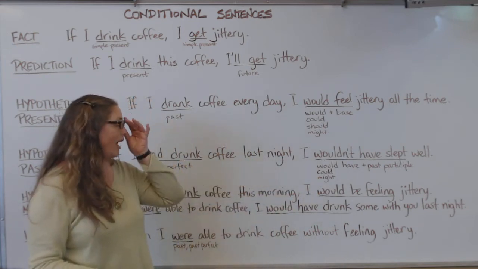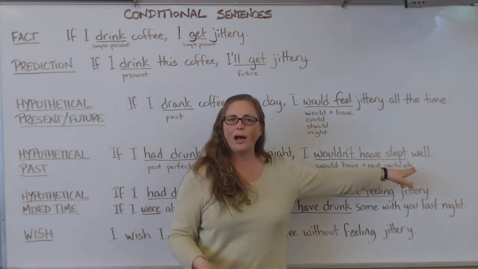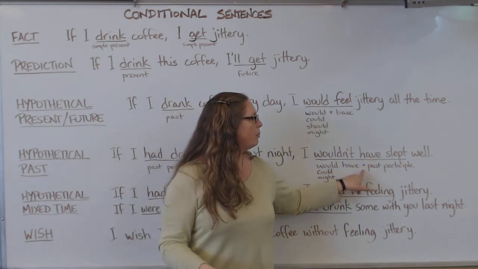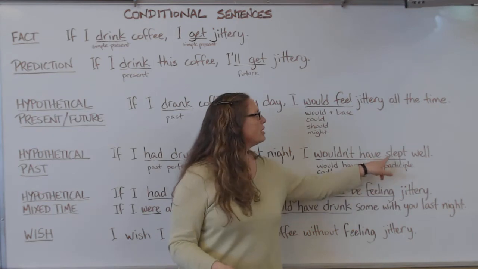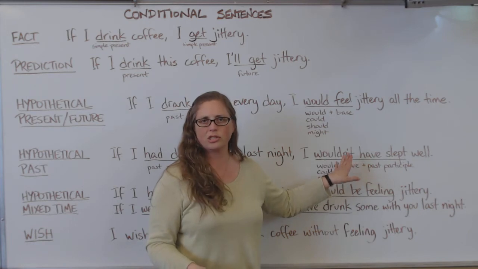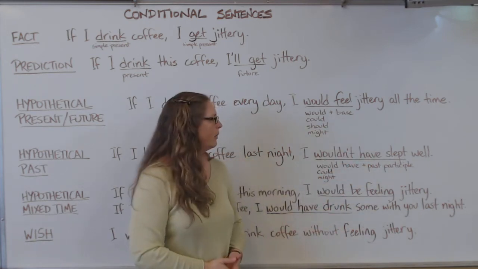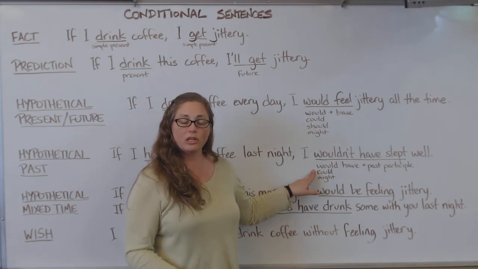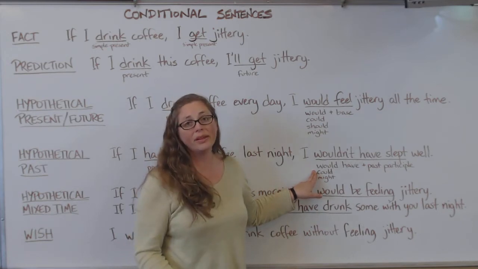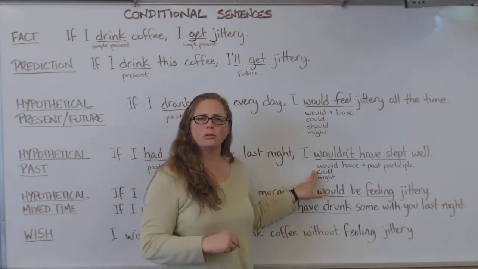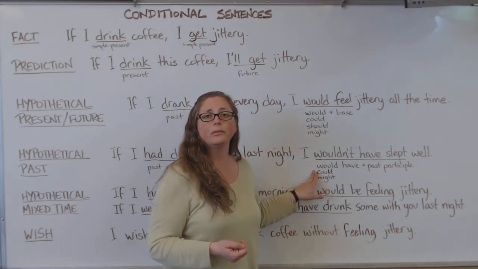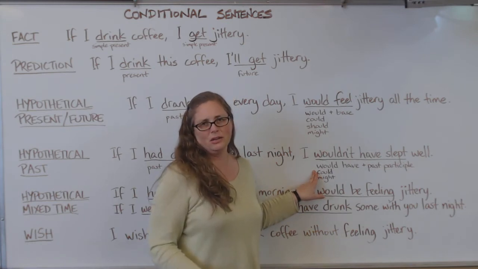If I had drunk coffee last night, I wouldn't have slept well. Making the past form of would uses would have plus a past participle. I wouldn't have slept well. This is the expected result of this imagined situation. It's also possible to use could or might. Could, again, meaning ability. If you had called me yesterday, I could have come to help you. Talking about the ability to do something.